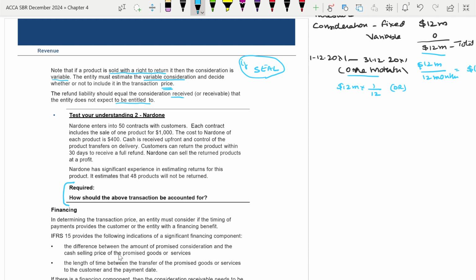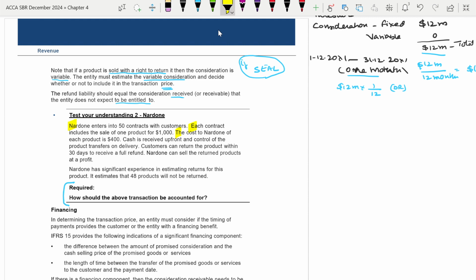Nardone enters into 50 contracts with customers. Okay, it enters into how many contracts? 50 contracts. Each contract includes the sale of one product. Each contract sale value is 1000. Okay, divide the sentence, it will be easy. The cost of Nardone, what is the cost? Cost is 400. Sale value is 1000.